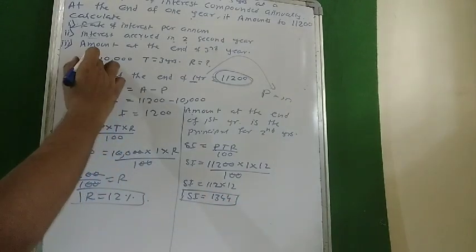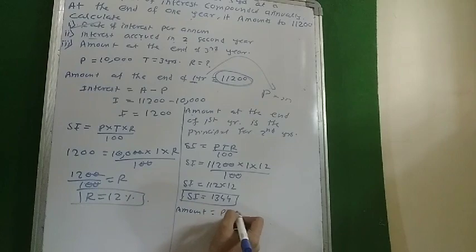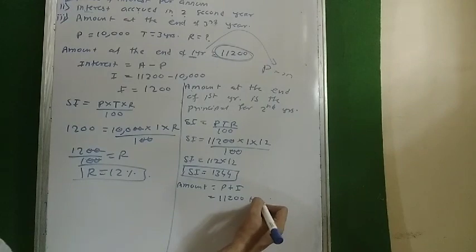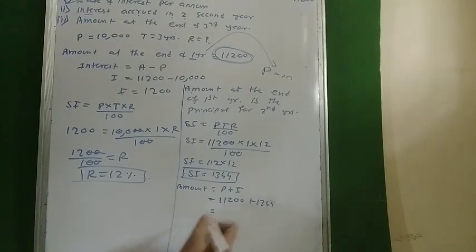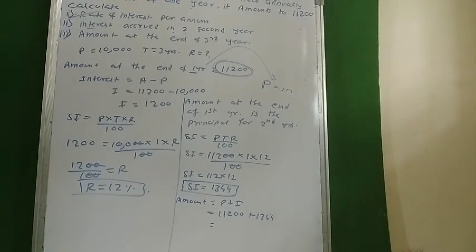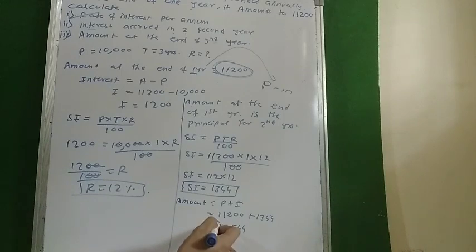Now the last question. Amount at the end of third year. We need to find the amount at the end of third year. This is a simple interest after second year. Therefore, amount is principal plus interest. What was the principal? It was 11,200. What is the interest? It is 1344. So when we add it, we will have 11,200 plus 1344. It will give me 12,544. This is the amount at the end of second year, and yes, amount at the end of second year is the principal for the third year. So it will be helpful for me.